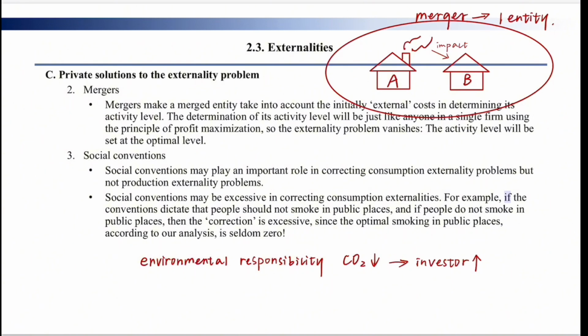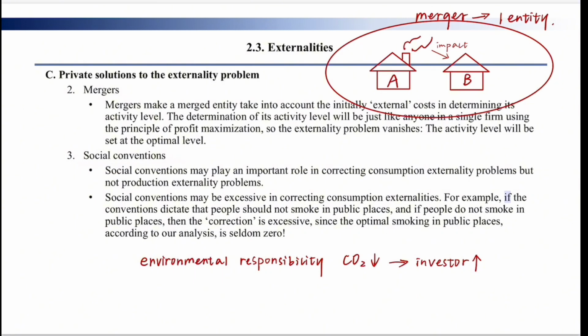The third method is called social conventions. For example, in a society or a community, everyone agrees to take good care of the public environment. Then such a convention will make residents reduce their behavior of littering. So this is actually a way to solve externalities without the intervention of the government.